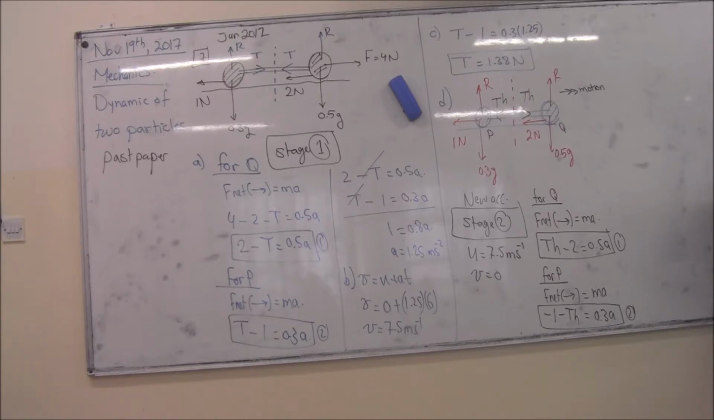Now what we have to do: thrust minus 2 equals 0.5A, minus 1 minus thrust equals 0.3A. Thrust cancels thrust, negative 3 equals 0.8A. So A equals minus 3.75 meters per second squared, right? Now this is the acceleration.